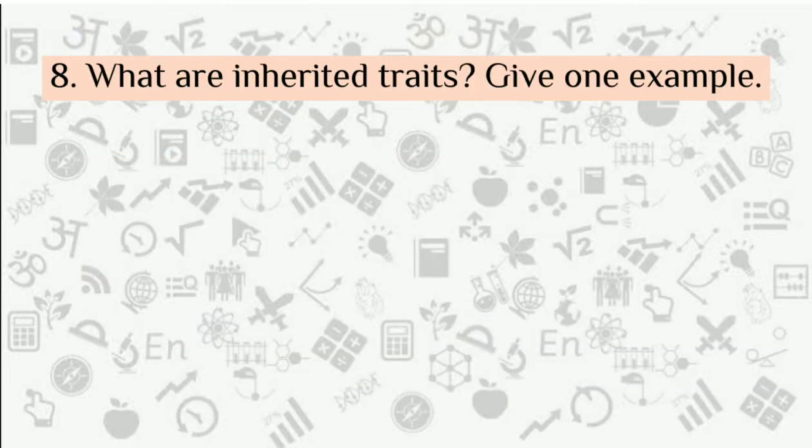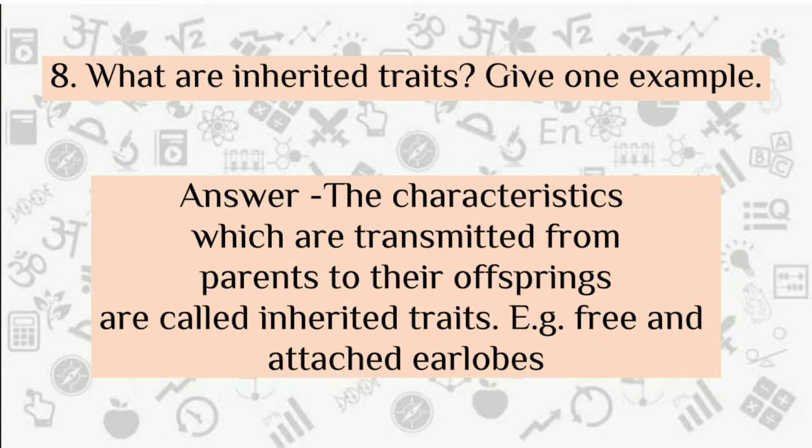8. What are inherited traits? Give one example. Answer. The characteristics which are transmitted from parents to their offspring are called inherited traits. For example, free and attached ear lobes.